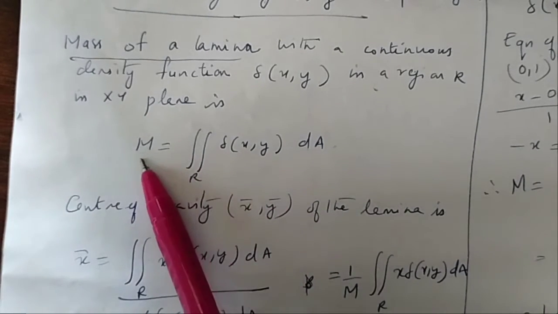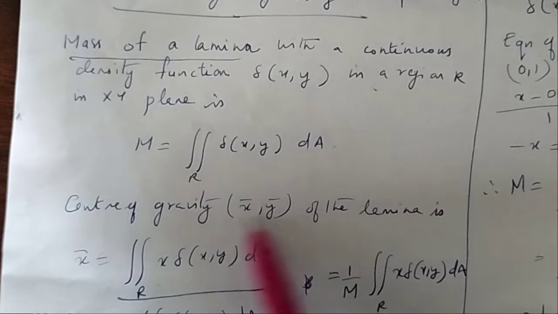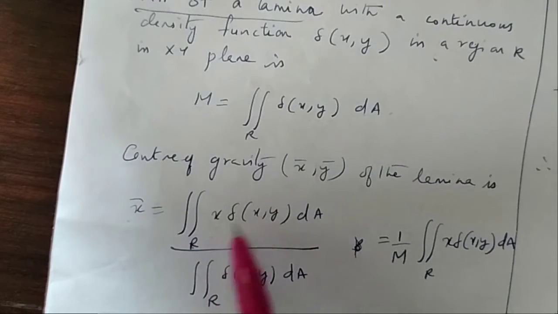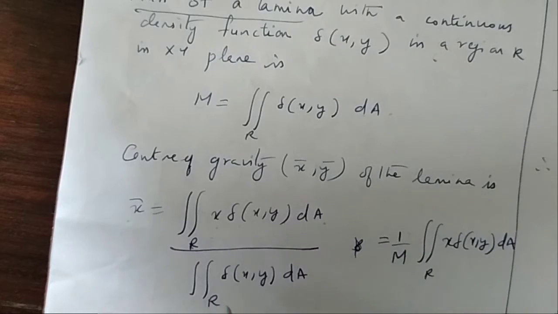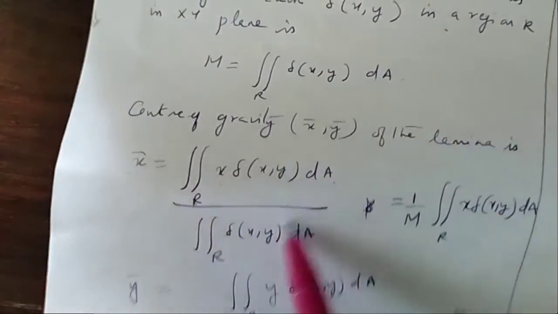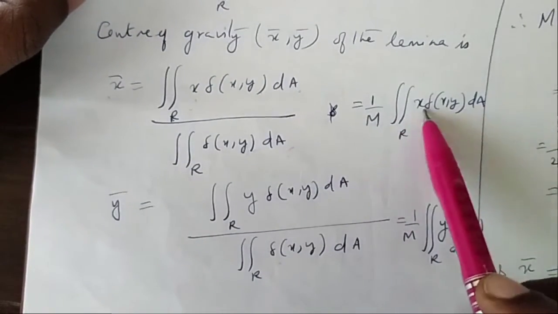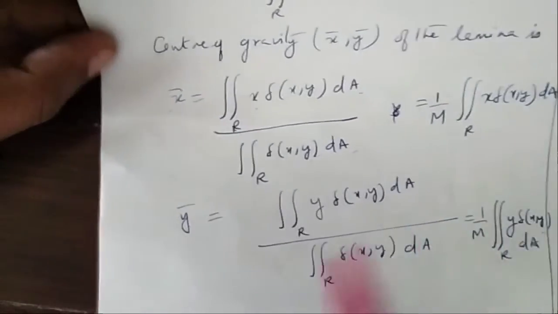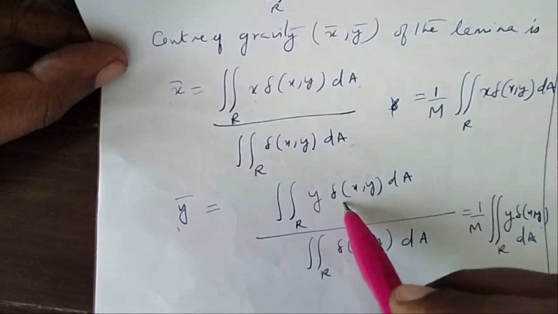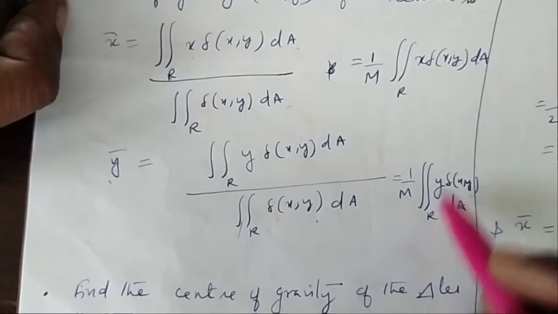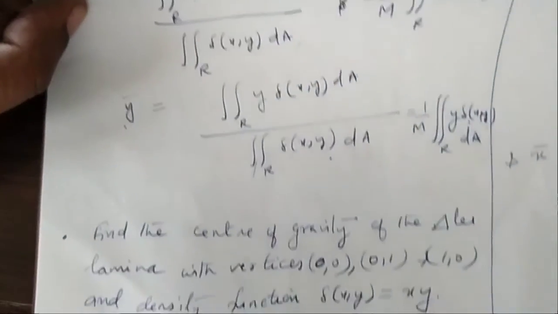So if you find the mass, the center of gravity is x bar, y bar, where x bar is the double integral over R of x into delta of xy dA by the double integral over R of delta of xy dA. The double integral over R of delta of xy dA is m. So x bar is 1 by m double integral over R of x into delta of xy dA. And y bar is the double integral over R of y delta of xy dA by the double integral over R of delta of xy, which is 1 by m double integral of y delta of xy dA.